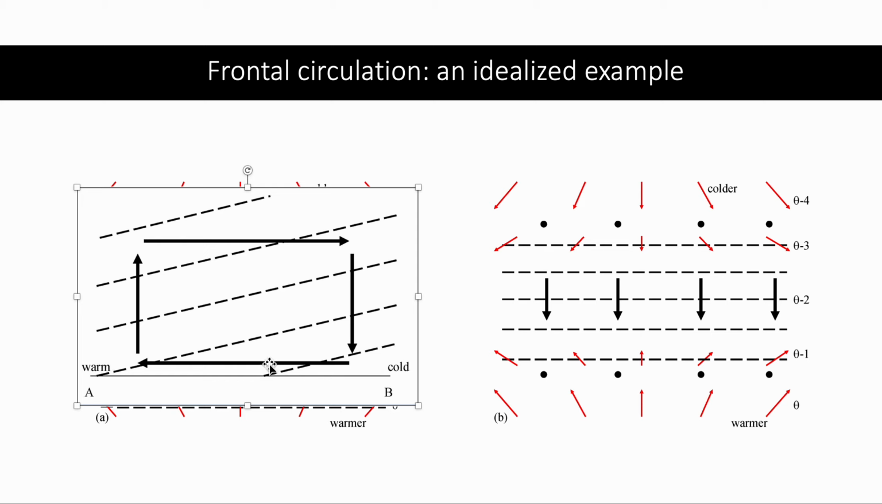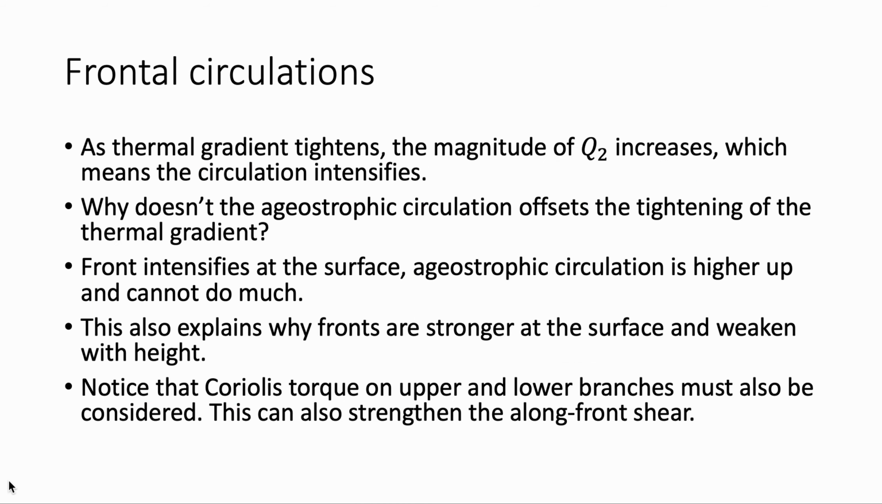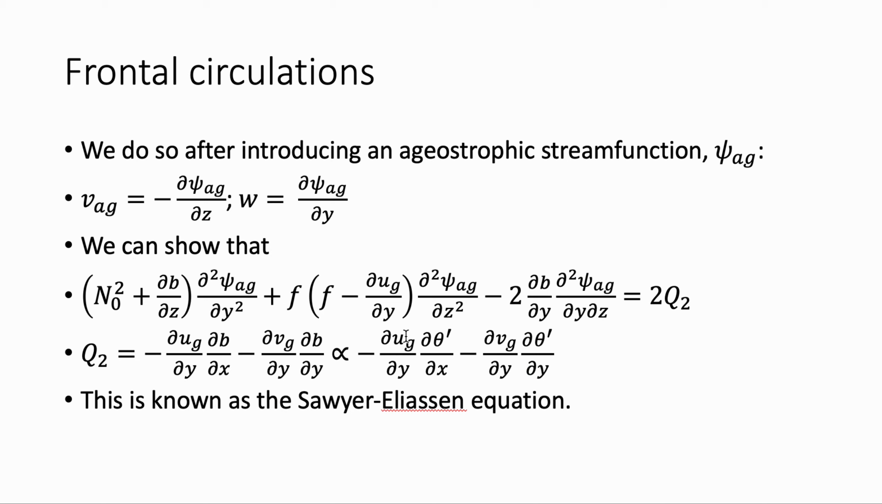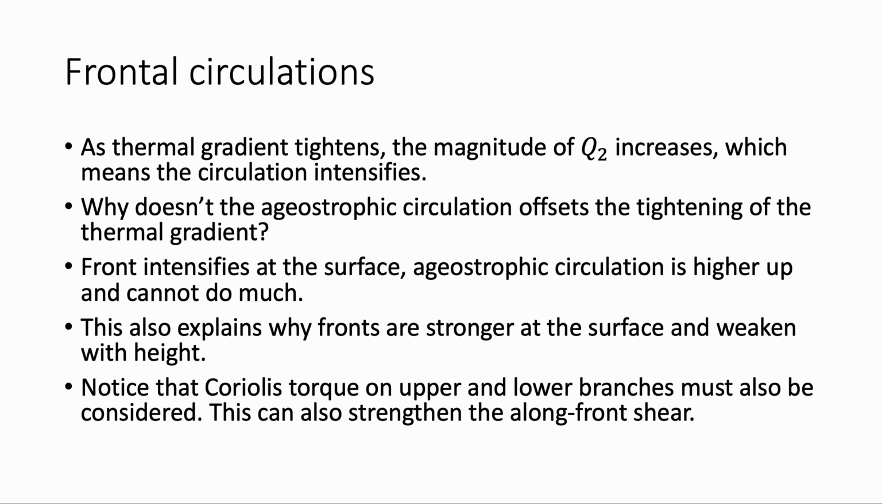Right, from the cold sector, there's going to be an ageostrophic component that is going to rise up and is going to go and descend behind the cold front. Now, it's interesting because when the front intensifies, this is going to bring the isentropes even closer together, and so this circulation is also going to intensify. The intensification of the front leads to an increase of d theta dy, and so this leads to a strengthening of this circulation.